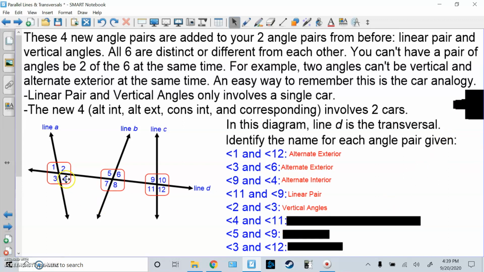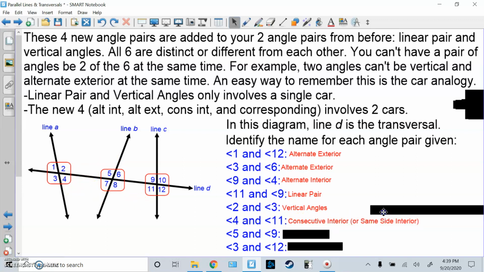4, 11. Here's 4, here's 11. So line B does not exist. They're on the inside, but they're not opposite sides, they're consecutive, they're same side inside. So consecutive interior, or you can call them same side interior. 5, 9, here's 5, here's 9, so ignore line A. Think of these as cars, or I'll say this is top left angle, top left angle, so they are corresponding.